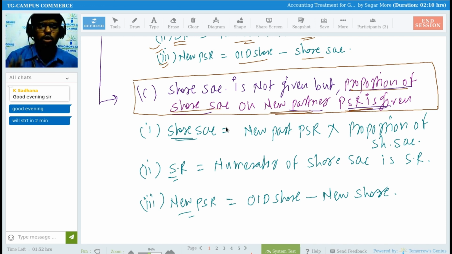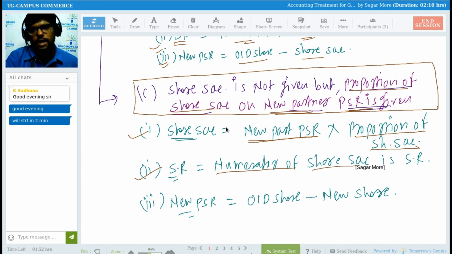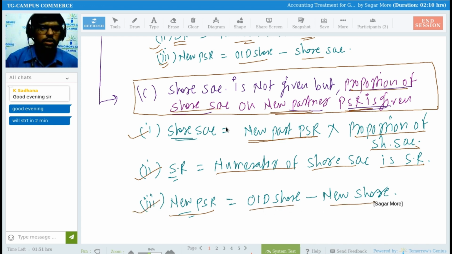That is known as proportion of share sacrifice on new partner profit sharing ratio is given, right? So we have to apply this formula. Share sacrifice is equal to new partner profit sharing ratio multiplied by proportion of share sacrifice. Then sacrifice ratio is equal to the numerator of share sacrifice, that is the sacrifice ratio, right? And finally we have to use the new PSR formula: old share minus share sacrifice.